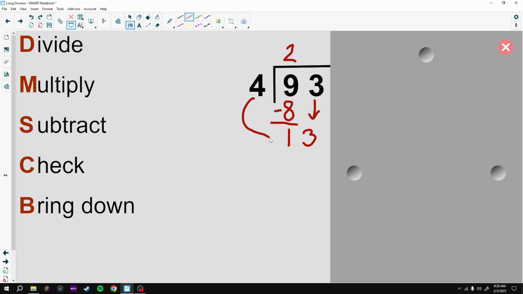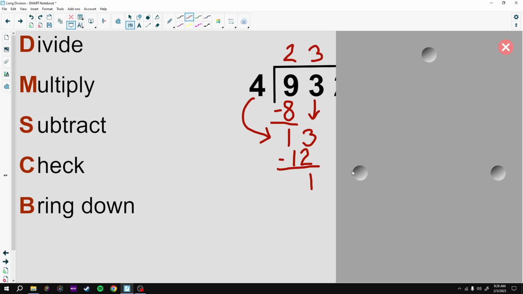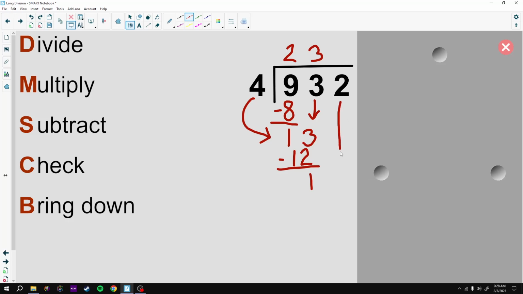Now, how many 4s divide into 13? Well, remembering our 4 times tables, that would be 3. So we divided, it goes in 3 times. Multiply, 3 times 4 is 12. And we subtract, which gets us 1. Then we check, is 1 smaller than 4? Absolutely. Now we can bring down the next number, which is a 2. So now our 1 has become a 12.